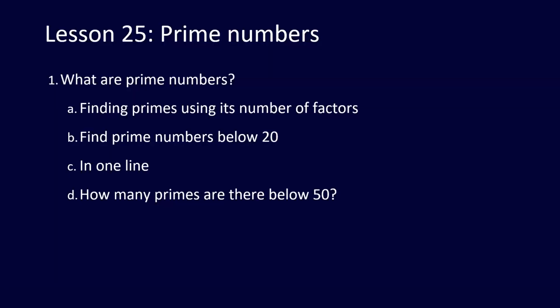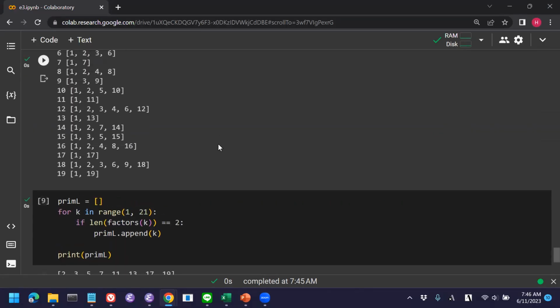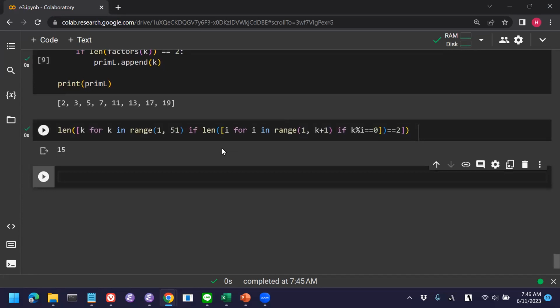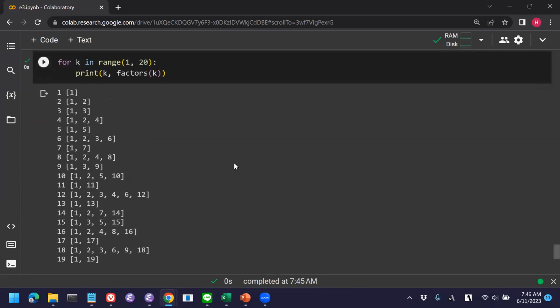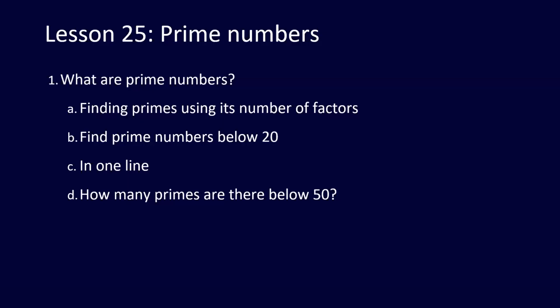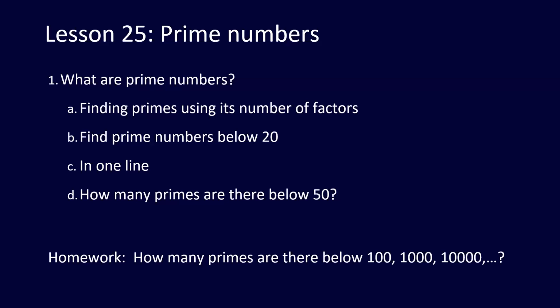Did you understand that? Please check yourself how you got this and how you can do the same task. Okay, that's all for today. Homework: how many primes are there below 100, 1,000, or 10,000? Or can you do it even further? It's an interesting topic.